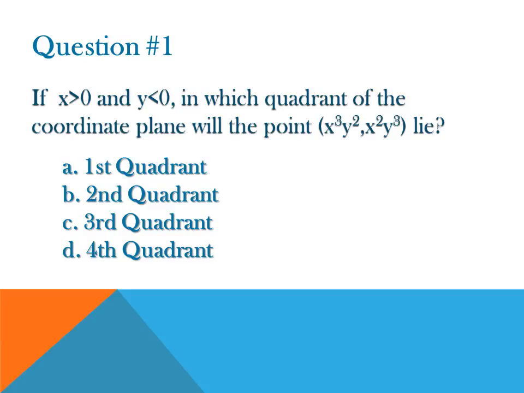If x is greater than 0 and y is less than 0, in which quadrant of the coordinate plane will the point (x cubed y squared, x squared y cubed) lie?